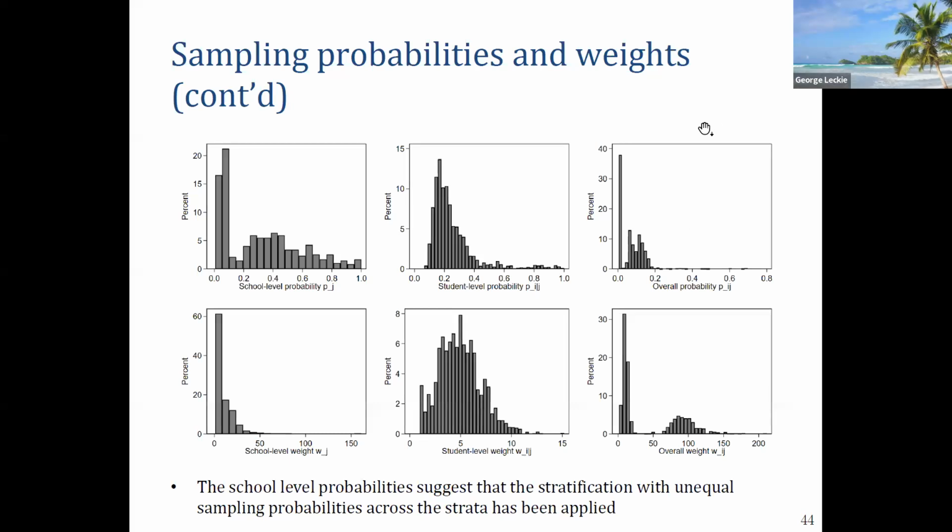Having done that, those 6 variables, it's quite good to look at them. You might do histograms of them. So we've got histograms of the 3 probability variables, school, student, and overall. And then if you invert those 3 variables, you get the weights: school weight, student weight, overall weight. And you can see things like this. Look at this. Here are the school weights. The final distribution looks bimodal. That's hinting at stratification.